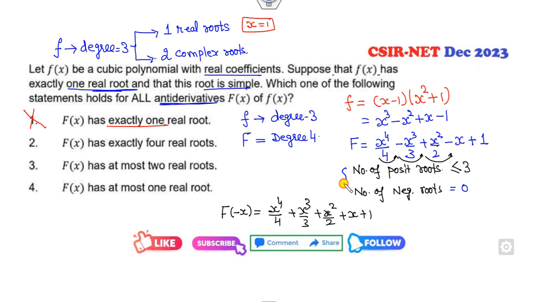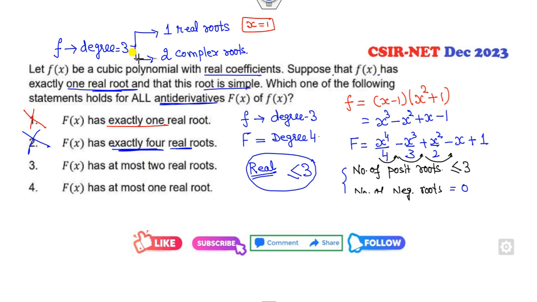So how many total real roots? That is less than or equal to 3. Fine. The total number of real roots is less than or equal to 3. But the option said 4 real roots. That's cancelled. Fine. Again, 3 roots will not be possible. So that means it must be less than or equal to 2. At most 2 real roots, that's possible. At most 1 real root is not possible. So the right answer is C, that is the correct answer.